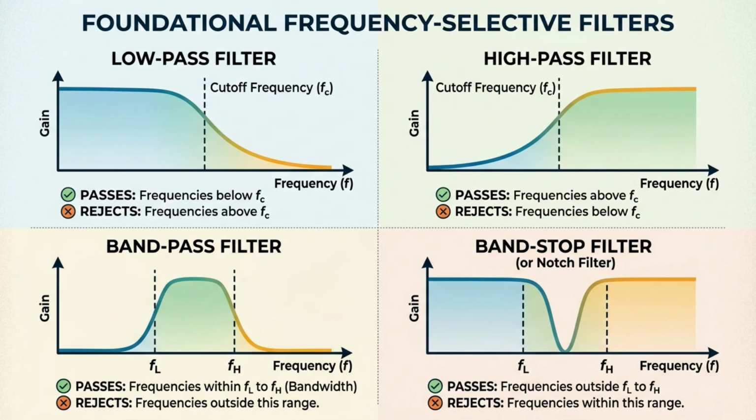There are several common filter types. Low-pass filters allow low frequencies to pass. High-pass filters allow high frequencies to pass. Band-pass filters pass a specific frequency range, while band-stop filters reject a specific frequency range. Together, these filter types form the foundation of frequency-selective signal processing.